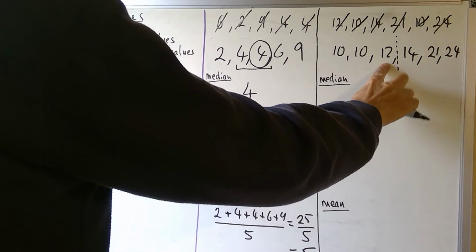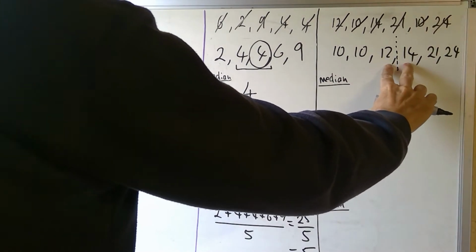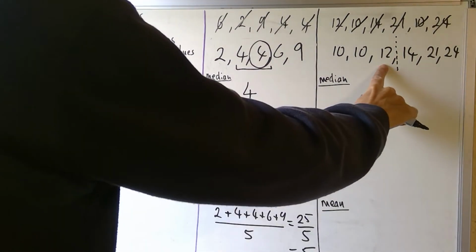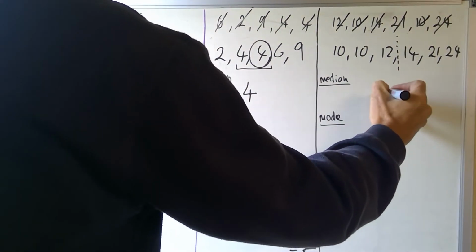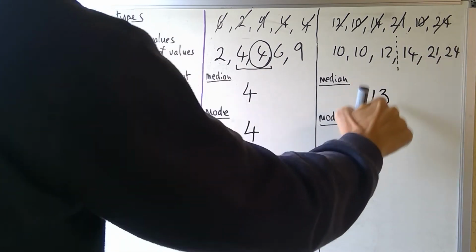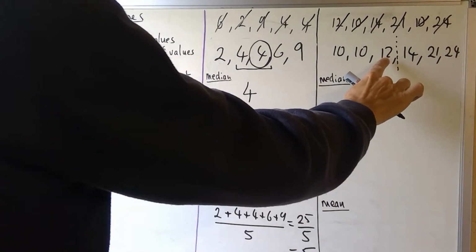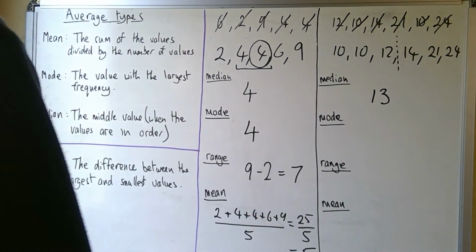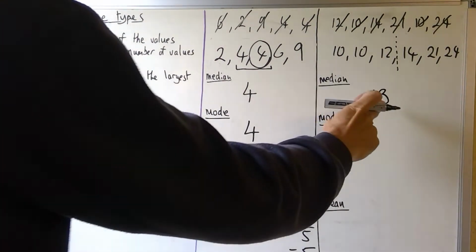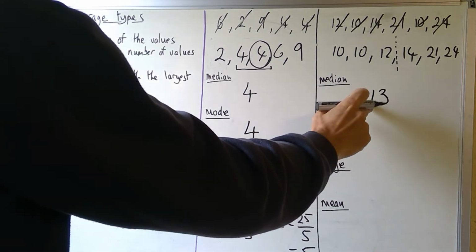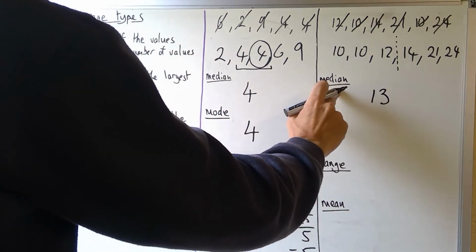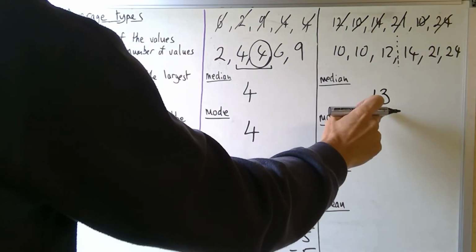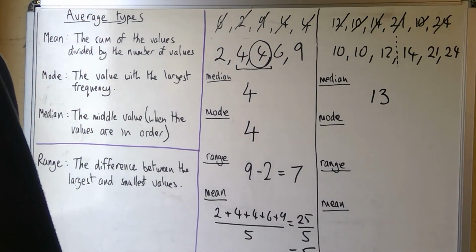So when we have an even number of values, we have 2 numbers in the middle. For our median, we take the number that's halfway between. Halfway between 12 and 14 is 13. In this case, it's fairly obvious, but if it's not, you can add these two together and halve it, and that will always give you the halfway point. So the median is 13. Interesting to notice at this point that the median doesn't actually have to be one of the values. There's no 13 in the list, yet the median is 13.